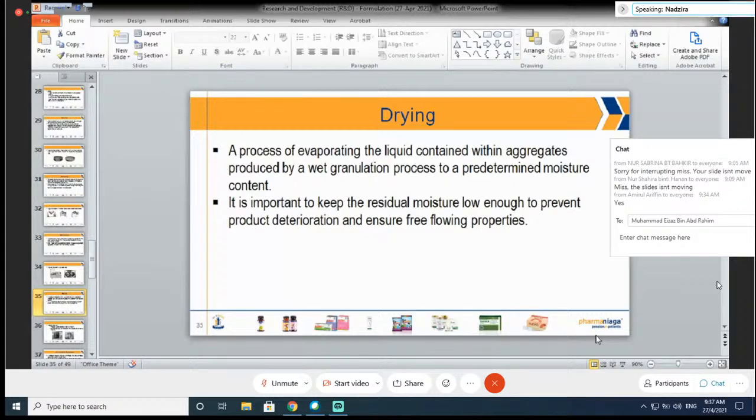For certain products, generally the moisture content we have to set is less than the limit of 2 to 3%. We need to maintain this for proper tablet compression.